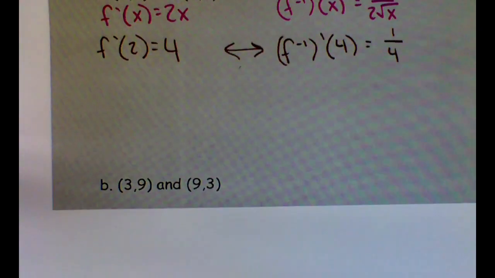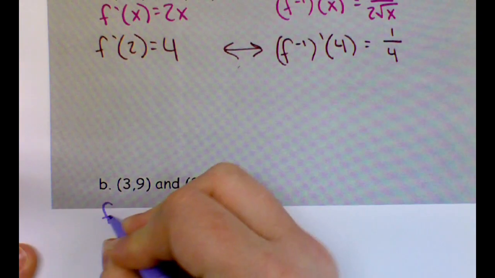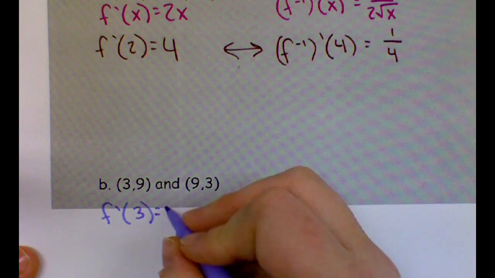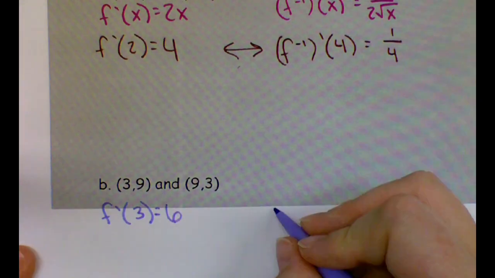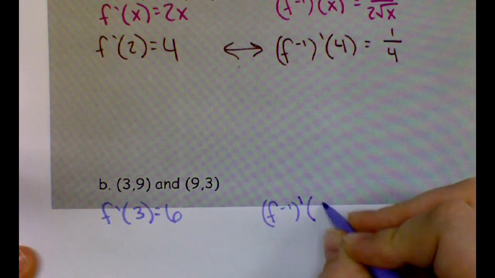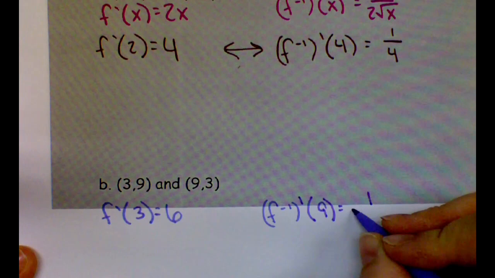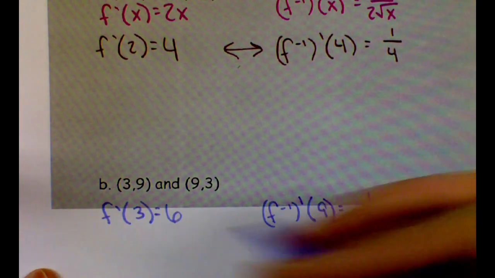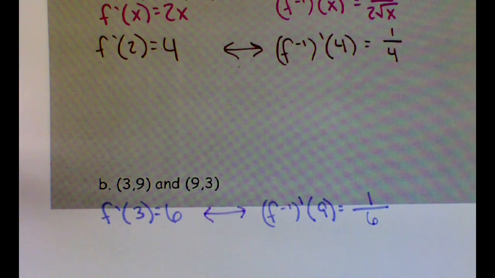Let's try the same thing here, (3, 9) and (9, 3). The derivative at 3 is 2 times 3, which is 6. The inverse derivative at 9 is 1 over 2 square root of 9, which is 1/6. Oh, look, reciprocals, they are just the flipped over versions of each other.